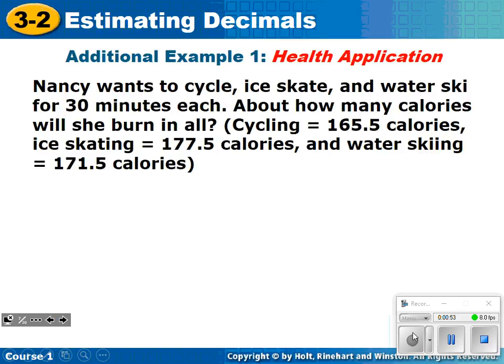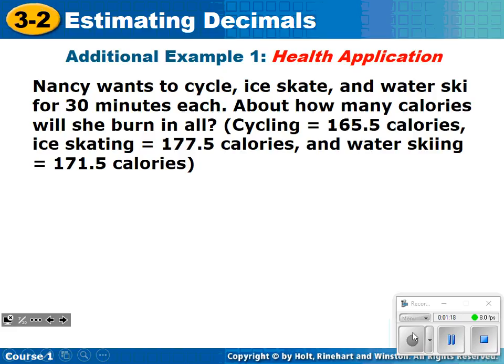We got Nancy. She wants to cycle, ice skate, and water ski for about 30 minutes each. About how many calories will she burn? Cycling is going to burn 165.5. Ice skating is going to burn 177.5. And water skiing is going to burn 171.5 calories.